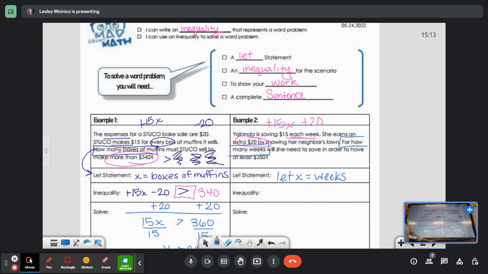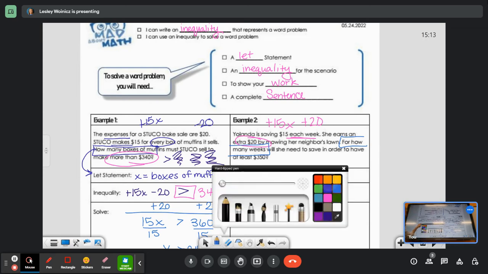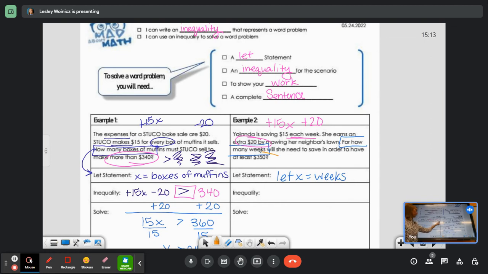All right, what is the goal for savings? At least 350. Okay, so I smell another total. So I'm going to put the 350 over here on my total side. Leave some room for my inequality symbol when I figure out what it should be. And then I already have my plus 15x and my plus 20.